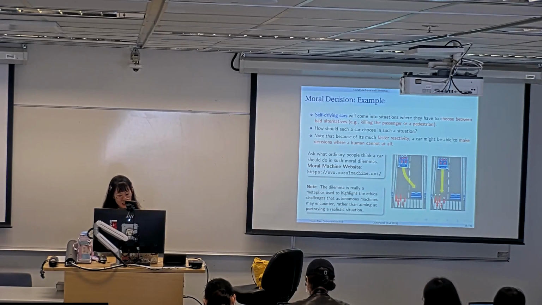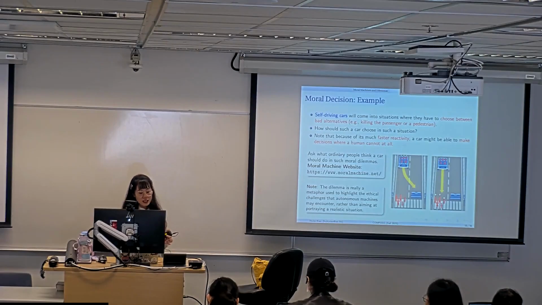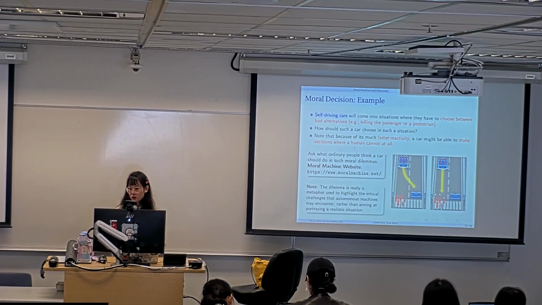The self-driving car might be able to make decisions when a human cannot at all. And one idea is that, of course, it's very cruel and very difficult to choose. Then maybe we can just ask ordinary people what a car should do in such moral dilemmas. And then, after collecting lots of ordinary people's choices, we can use some collective wisdom to make the decision. And this is the motivation of this website, the Moral Machine website.